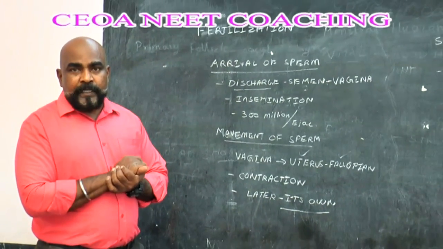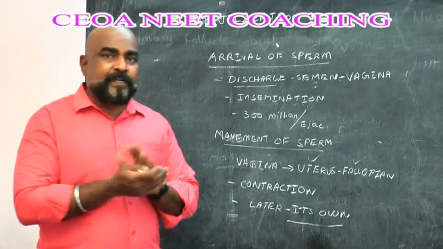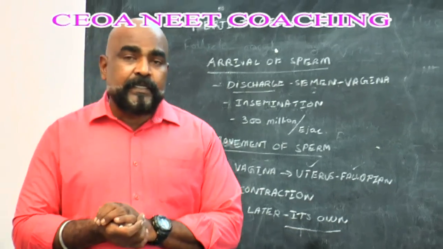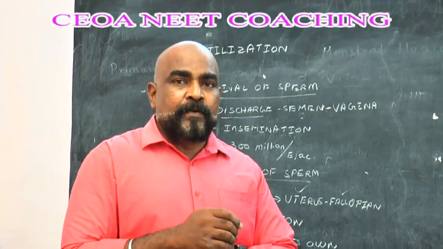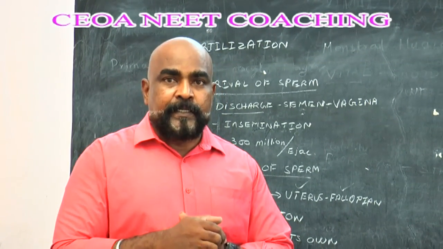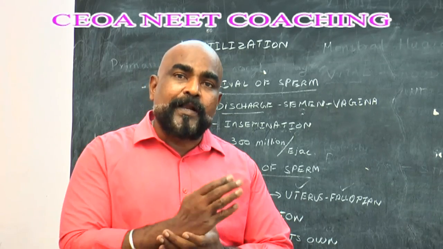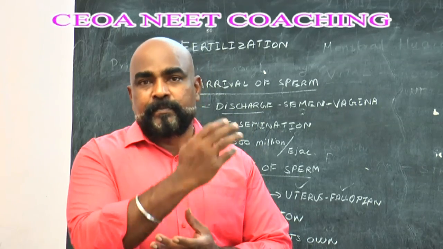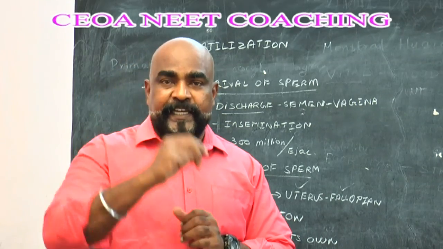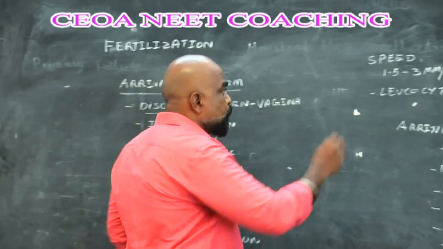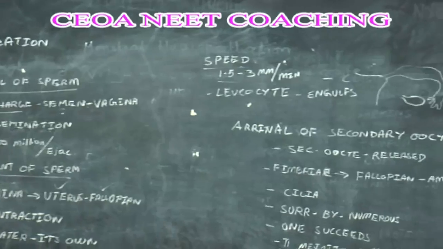For this reason, if you recall, we have seen that for a normal fertilization, 60% of the spermatozoa should have a normal shape, out of which 40% should have high motility. Because if the spermatozoa are not able to swim, they will not be able to reach the fallopian tube where the egg is waiting. And the speed of the spermatozoa is 1.5 to 3 millimeter per minute.